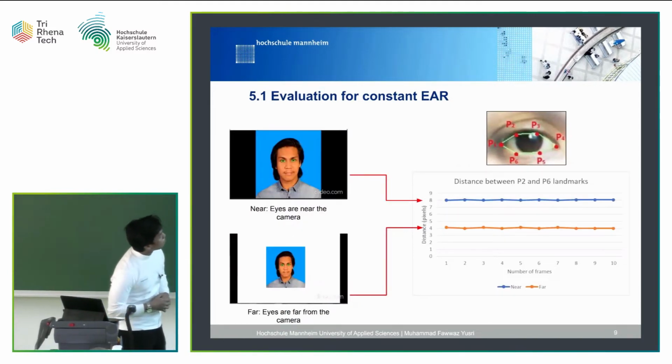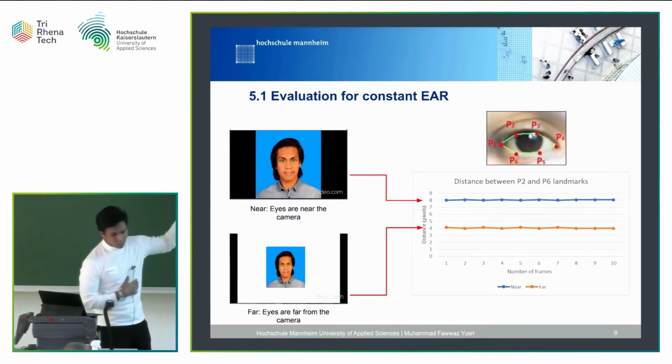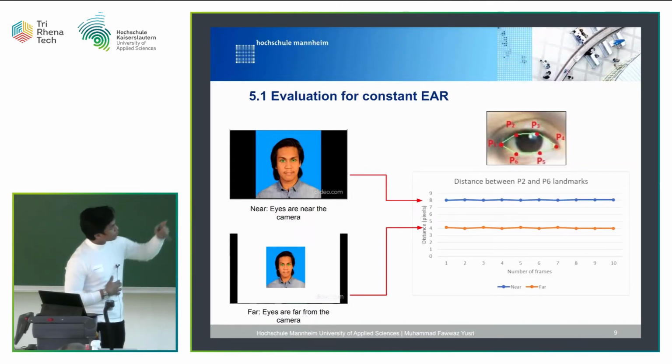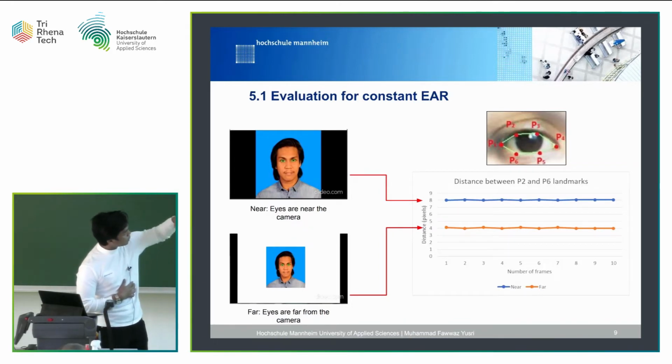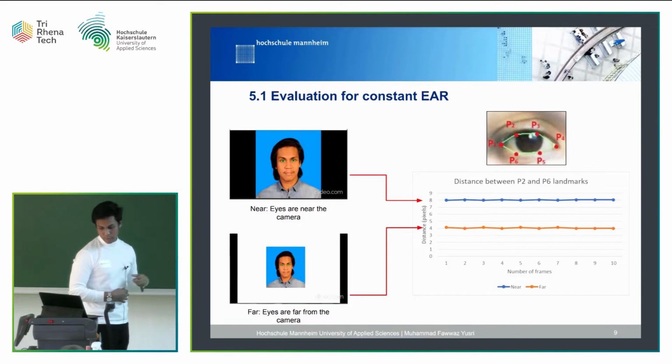For this evaluation, we have 2 approaches. The first one uses the distance between P2 and P6. You can see on the image of the eye, there are 6 landmarks. And the second approach is using the eye aspect ratio itself.